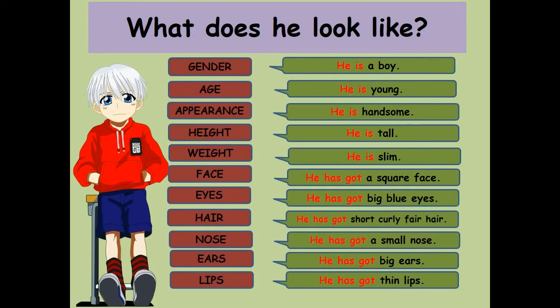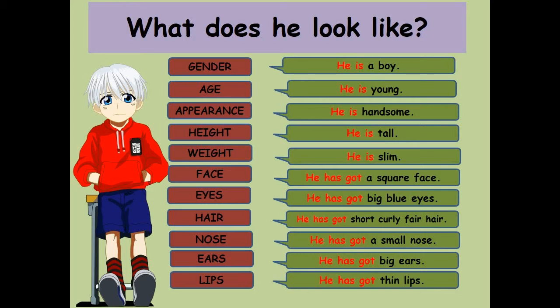And finally, to ask about the appearance of this boy, the question is, what does he look like? We can talk about his gender and say he is a boy, or about his age and say he is young. Or we can talk about his appearance, and say he is handsome. We can also talk about his height, and say he is tall. Or about his weight, and say he is slim.